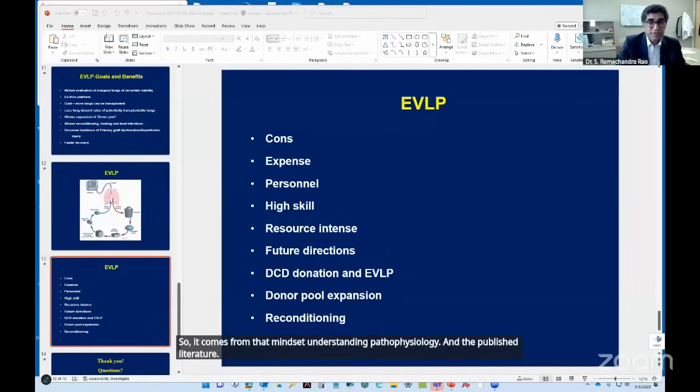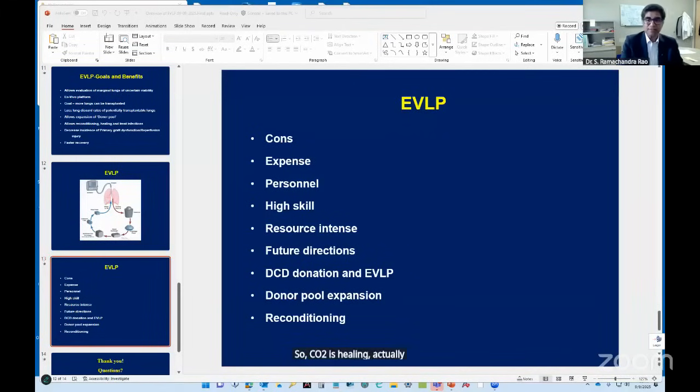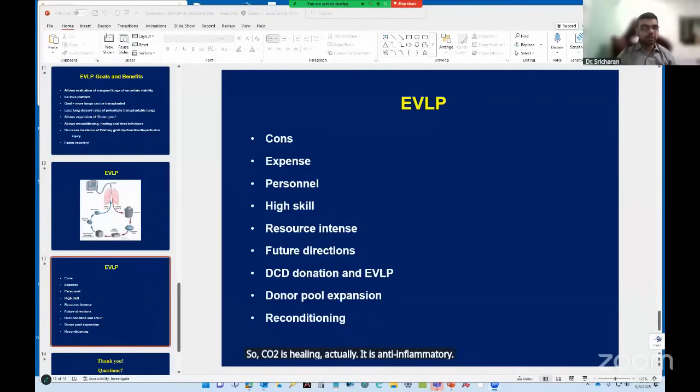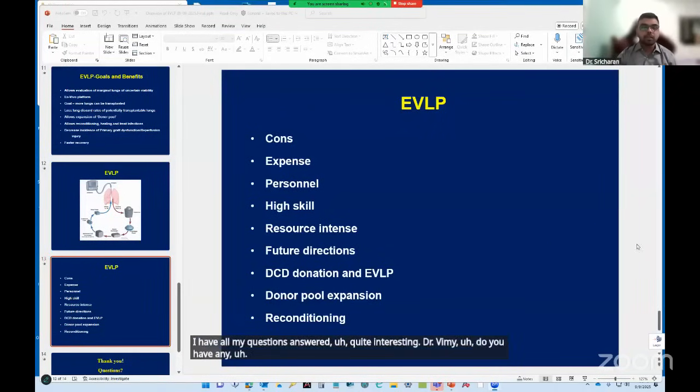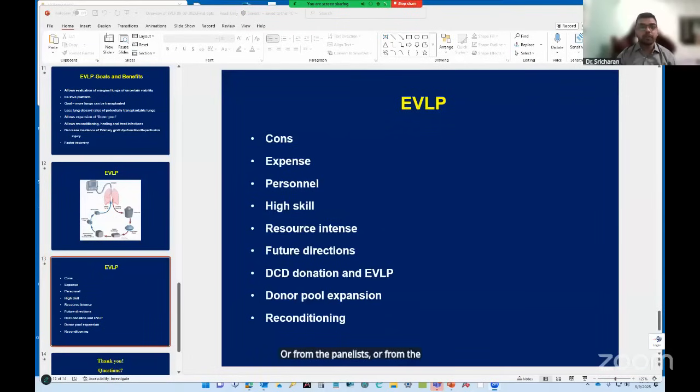Okay. So CO2 is healing, actually. It is anti-inflammatory. Okay. I have all my questions answered quite nicely. Dr. Vimi, do you have any more questions, or from the panelists, or from the audience? Do we have any questions?